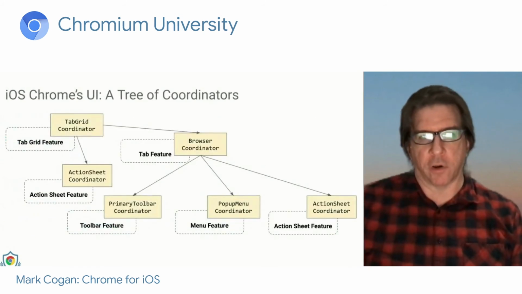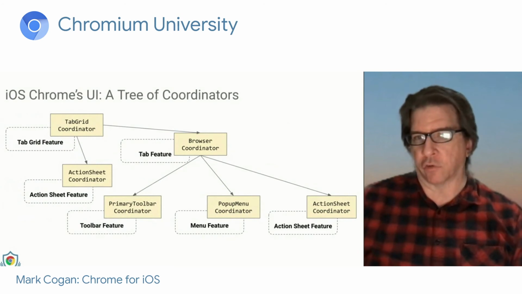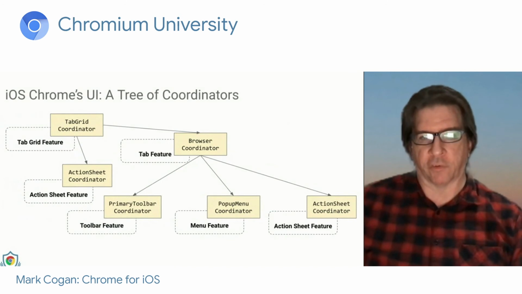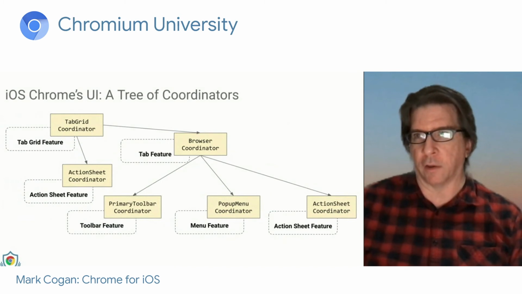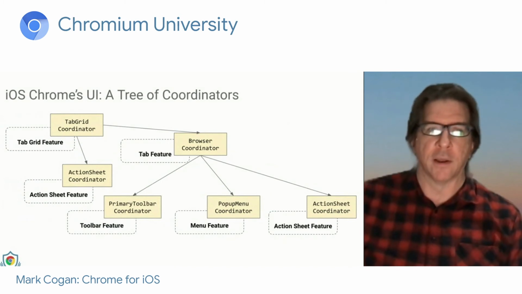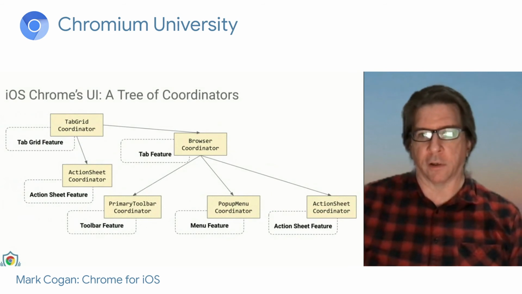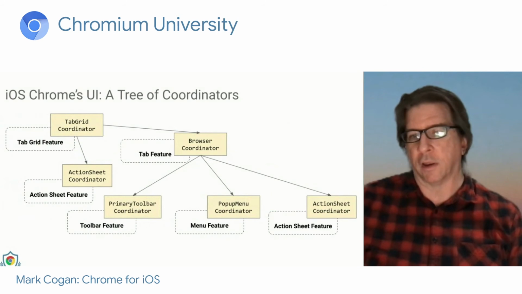We construct our UI hierarchically using a tree of objects that we call coordinators. This is kind of a simplified example, but sort of at the root of our UI is the tab grid, the gridded tab switcher. That owns a coordinator for an open tab, which is a browser coordinator, and that will have separate coordinators for things like the toolbar, the pop-up menu, and so on.